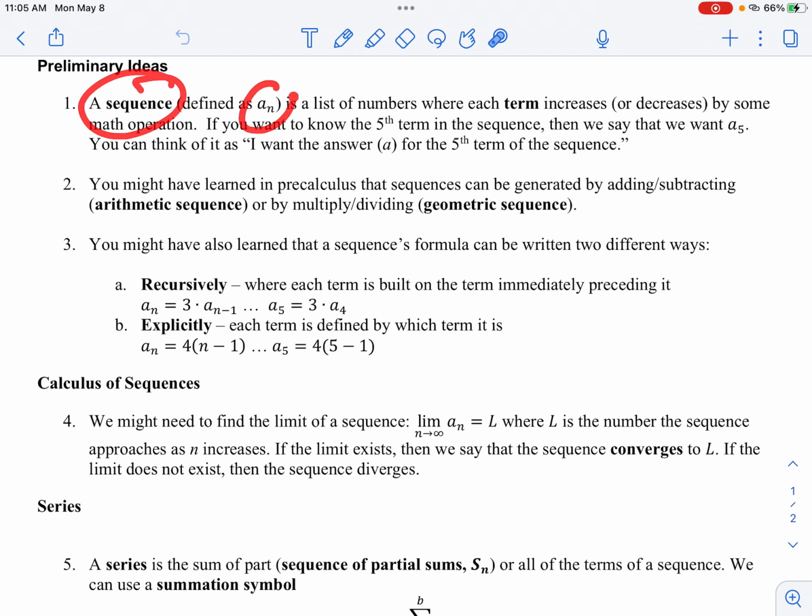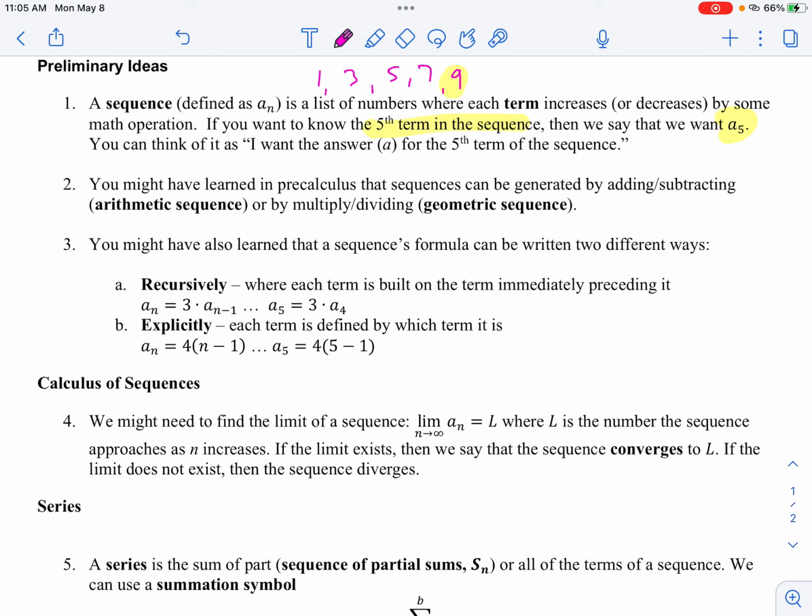First of all, a sequence, which we call a sub n, and you're going to see that all throughout this unit, is any list of numbers where each term increases or decreases by some math operation. So if we're going to add 2 to every number, and we start with 3, then we'd say 5, 7, 9, right? The list of odd numbers, starting at 1, would be a sequence where every term increases by plus 2. Now, if you want to know the fifth term of a sequence, then we say we want a sub 5. You can think of it as I want the answer for the fifth term of the sequence. That'd be 9.